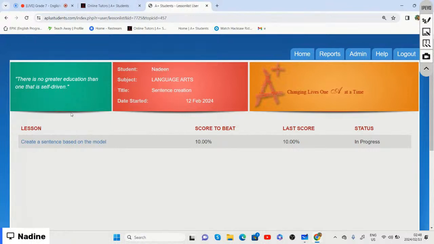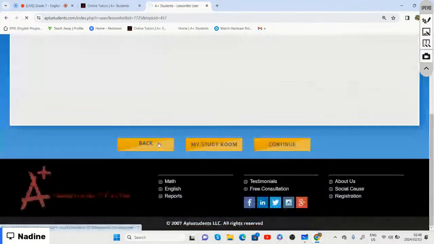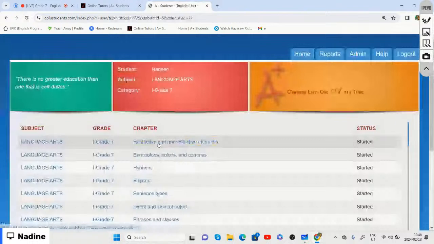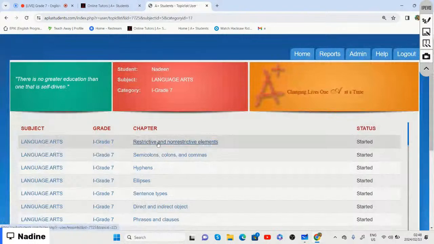All right. So we create sentences based on the model. So this is basically now the end of our lesson for grade 7 on creating sentences. And we see that when it comes to creating sentences, we need to imitate and we need to use our model sentence in order to guide us.